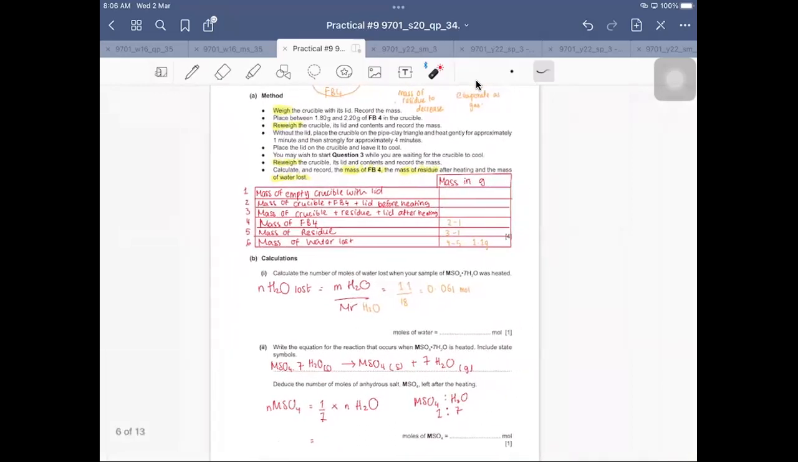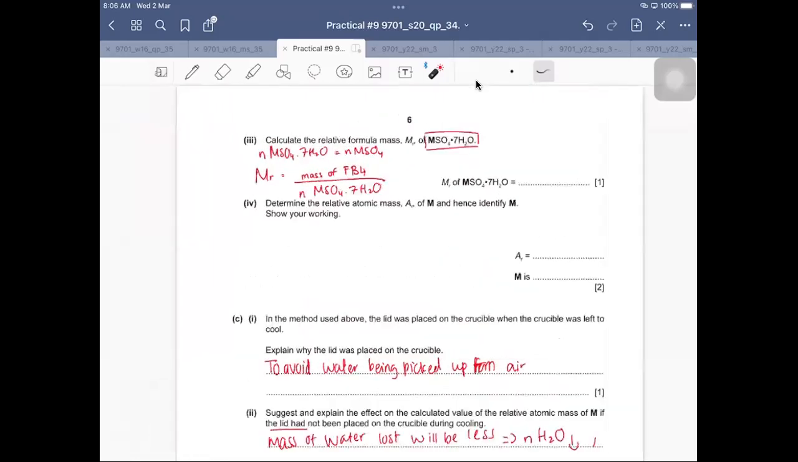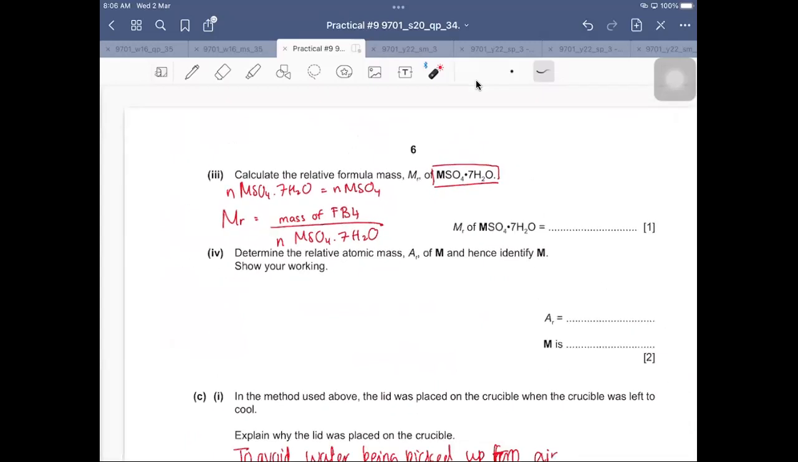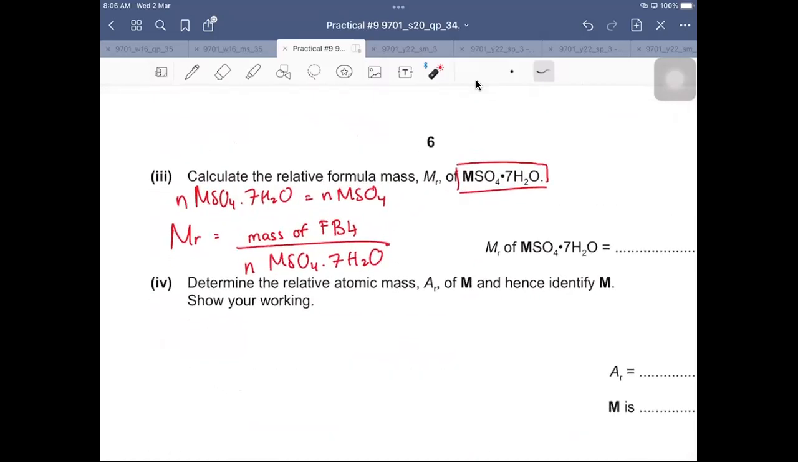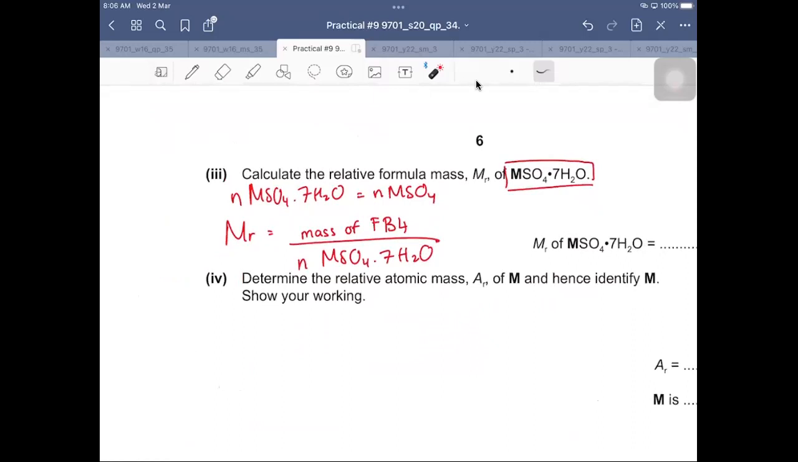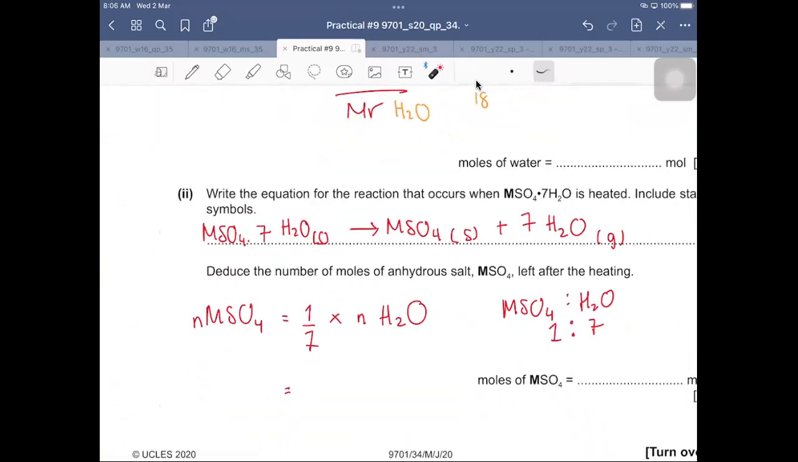The mass of FeSO4 and the number of moles of MSO4.7H2O will be the same. Okay? The number of moles of MSO4.7H2O is the same as the number of moles of MSO4. How do I know that they're the same? Because according to the equation, it's 1 to 1. So I don't just say the number of moles of my metal sulfate and metal sulfate is the same, because they are 1 to 1.